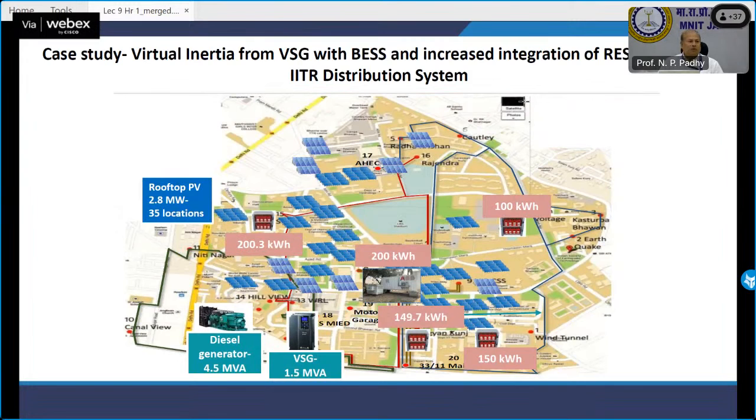Now we'll move to a small case study of the IIT Roorkee campus. Probably we'll talk in more detail on this system itself in future. So as you all know, this is close to an 8 megawatt system, all right? And currently we have 2.8 megawatt of renewable energy available.